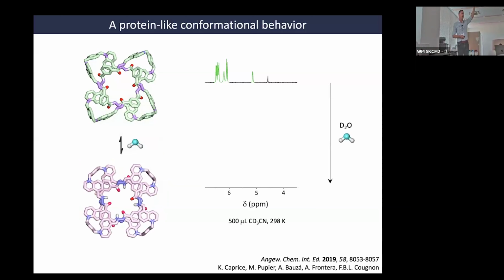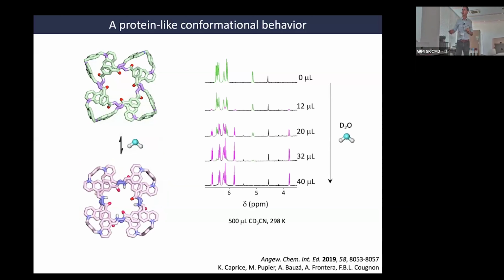We just take the NMR tube and add a few drops of water: 0 microliters, 12, 20, 30, and then you see a very neat, very sharp transition from one conformation to the other one. You see here at some point a mixture between the green and the purple conformations. And then after 40 microliters of water, you only have this other conformation. So you can really control the switching between the two different states. Now we were a bit puzzled by these quantities because we do the experiment in 500 microliters, and we see that 40 microliters of water is enough to converge everything into one conformation.